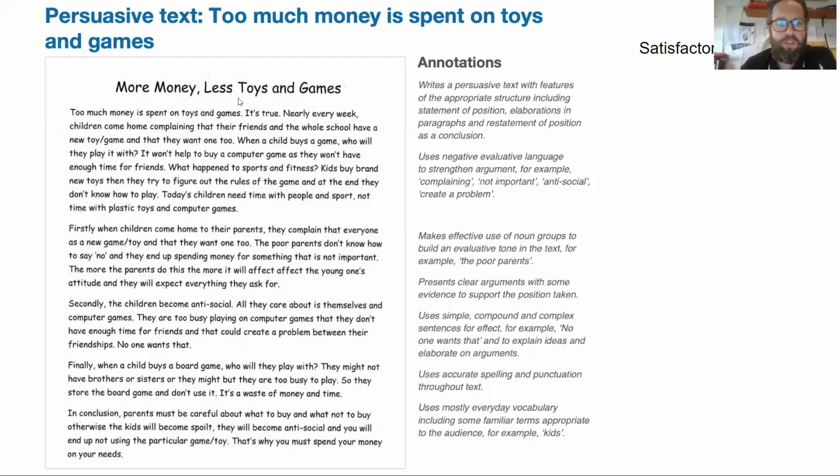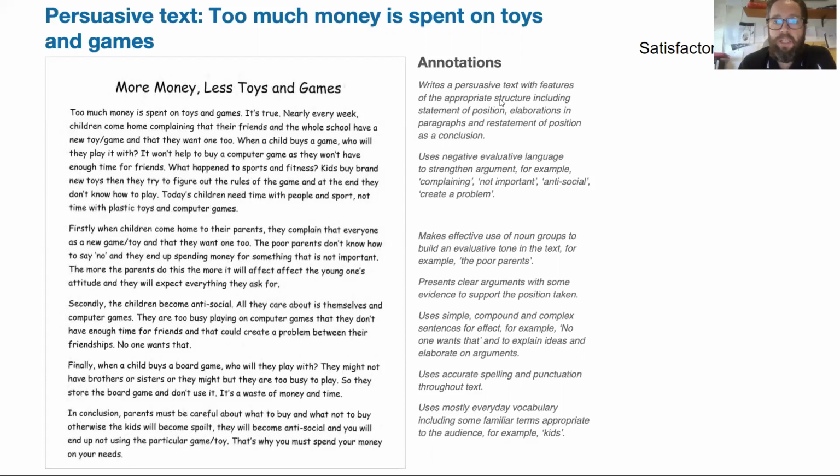More money, less toys and games. Too much money is spent on toys and games. It's true. Nearly every week, children come home complaining that their friends and the whole school have a new toy game that they want one too. When a child buys a game, who will they play it with? It won't help to buy a computer game, as they won't have enough time for friends. What happened to sports and fitness? Kids buy brand new toys and then they try to figure out the rules of the game, and at the end they don't know how to play. Today's children need time with people and sport, not time with plastic toys and computer games.